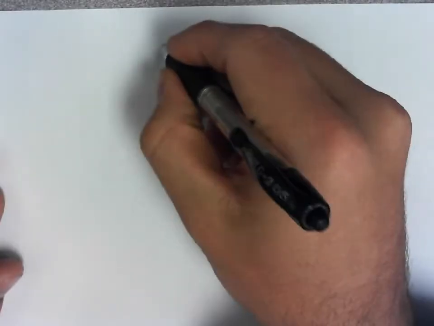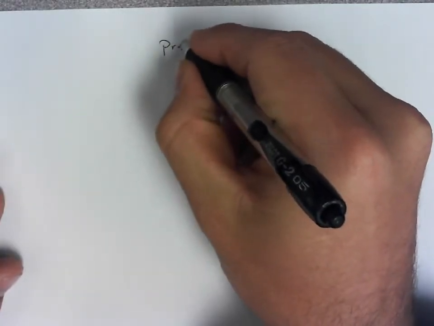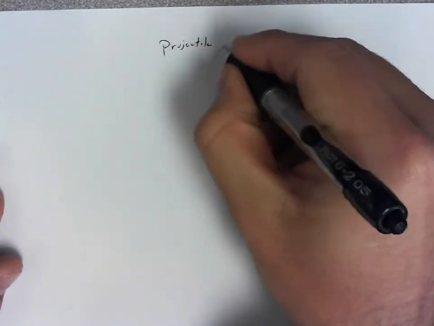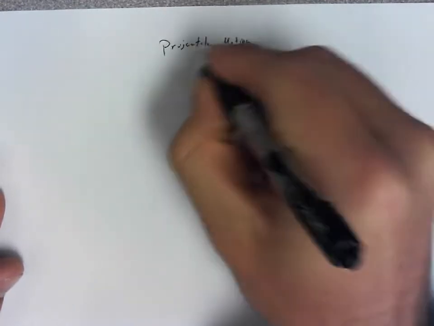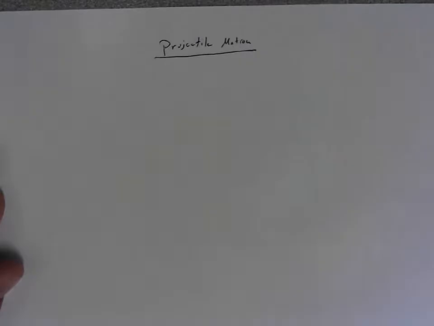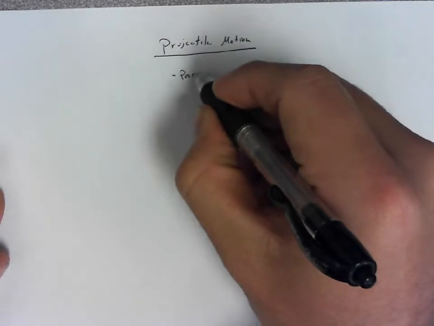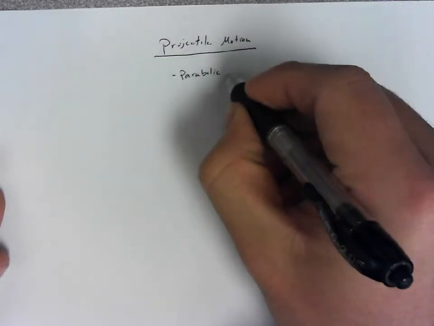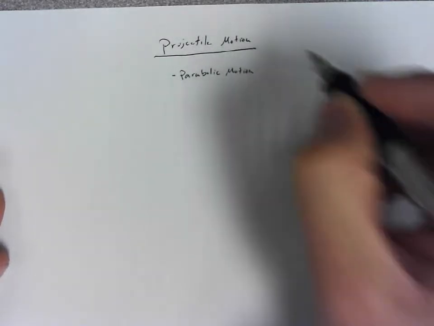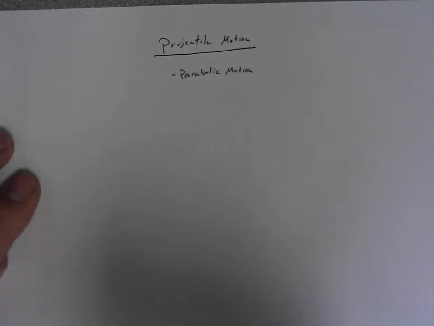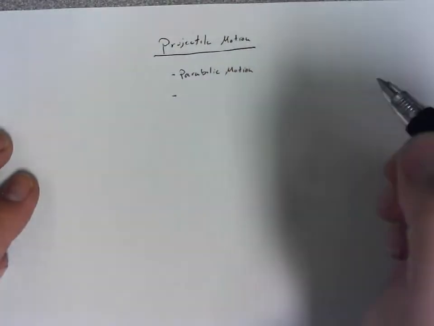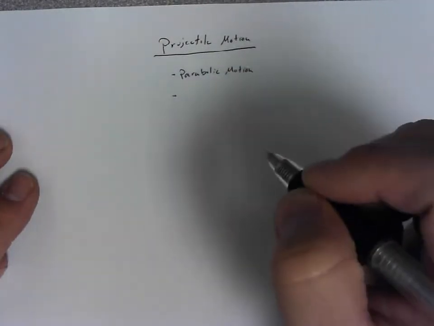The whole idea behind projectile motion is that the object that we're going to look at is going to have a few things. Number one, it's going to have parabolic motion. Number two is that it's only going to be under the influence of gravity.